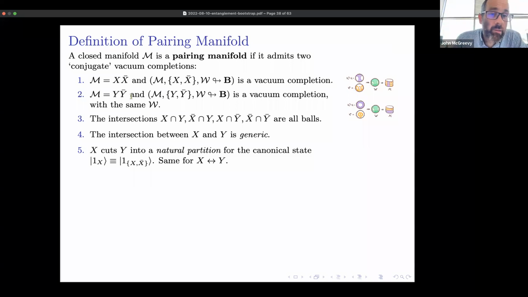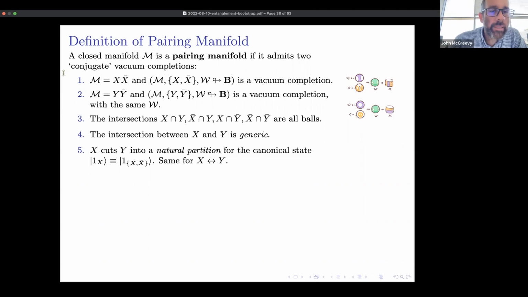It admits a second vacuum completion, so that is, M can be cut in half as Y and its complement, which is again a vacuum completion with the same immersion. And in this example of the cylinder, that's like cutting the cylinder in half in the other direction. Here we're cutting the cylinder in half vertically, here we're cutting it in half horizontally. And the W is the same, the immersed region is the same, but now the region Y is this annulus surrounding the gap boundary. So it's an annulus cut in half along a different cycle by the gap boundary.